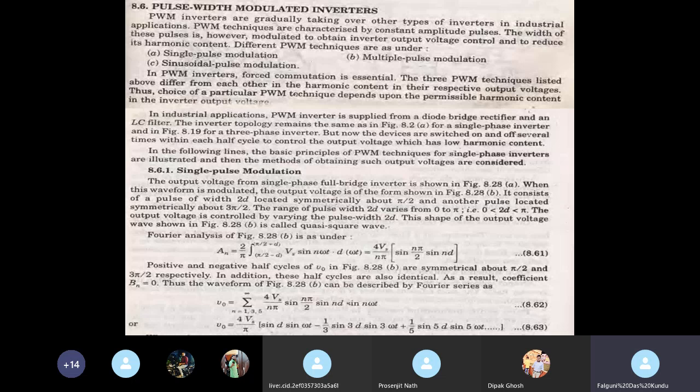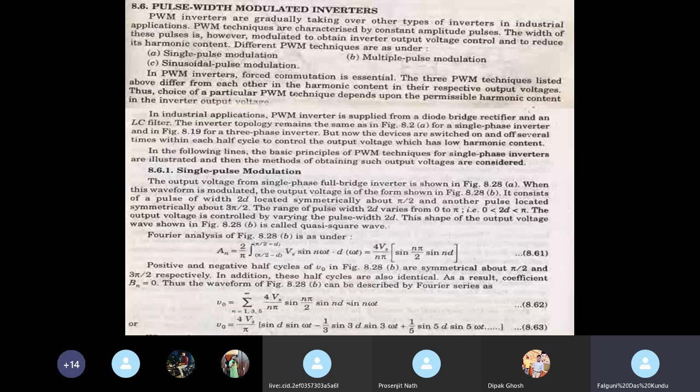The different PWM techniques are as under. So there are three types of PWM techniques: single pulse modulation, multiple pulse modulation, and sinusoidal pulse modulation. Okay. In recent industries, generally sinusoidal pulse modulation techniques are mainly employed because we use them for AC circuits, and we consider that all the AC voltages are sinusoidal in nature.